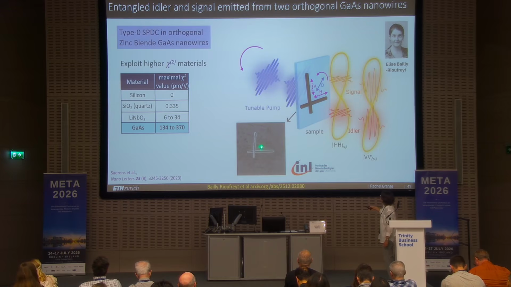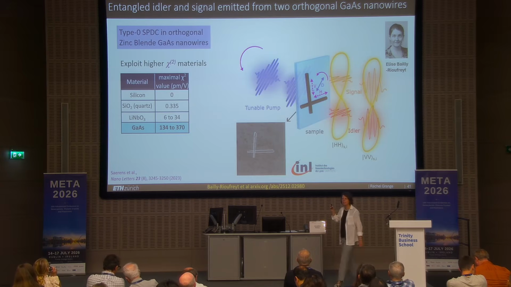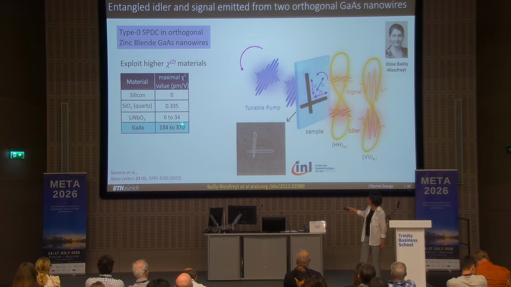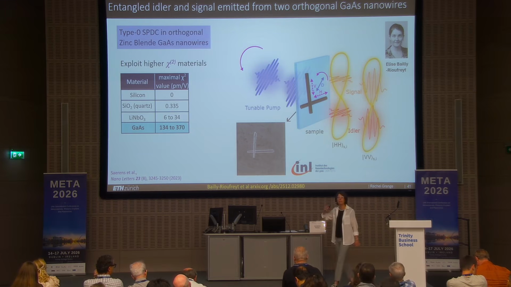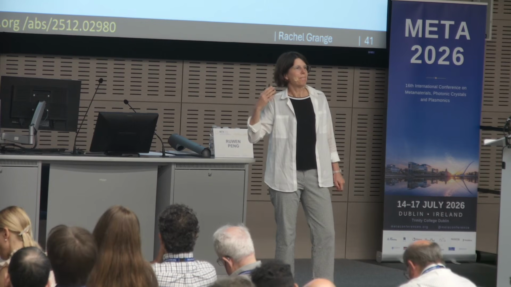And we are profiting from type 0 spontaneous parametric down conversion in those perfectly perpendicular nanowires, in which we can generate idler and signal with the same polarization. What we're exploiting here by using gallium arsenide is the very high Chi2 coefficient of gallium arsenide, right? That goes up to 300 picometer per volt, so that we don't need to wait a week to get our entangled photon generation from this nanostructure.